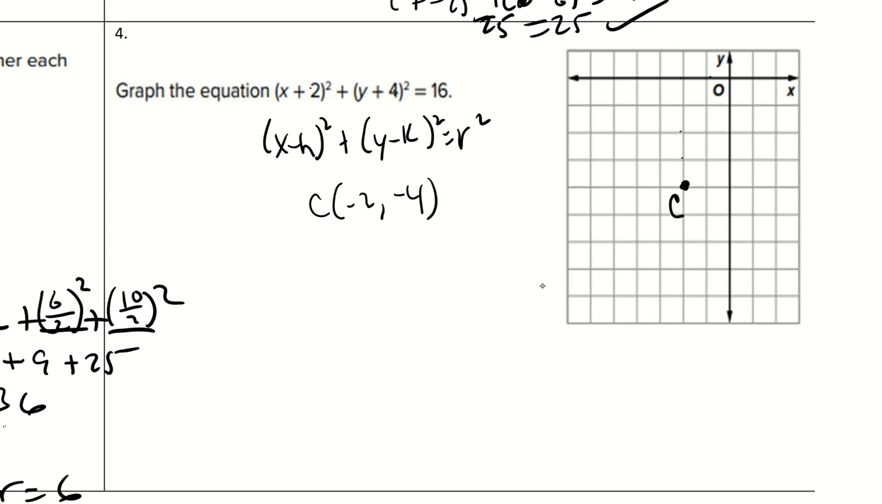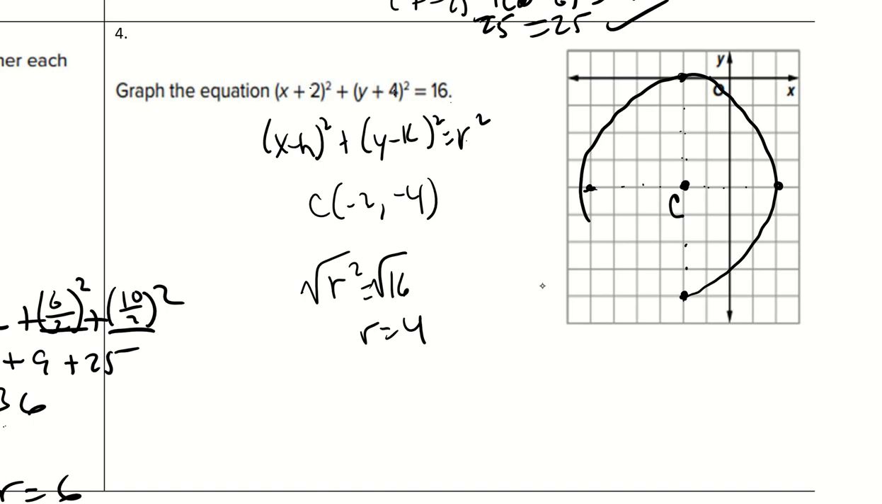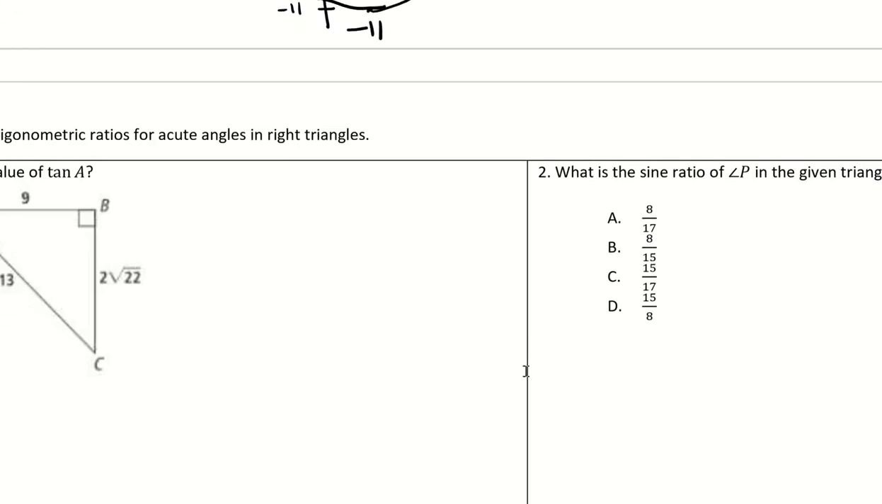And the radius squared is 16, which means we've got to take the square root, so the radius is 4. So we're going to go 4 out on each side. 1, 2, 3, 4. 1, 2, 3, 4. And then we can graph our circle. All right, and that's it. That takes care of page 39.